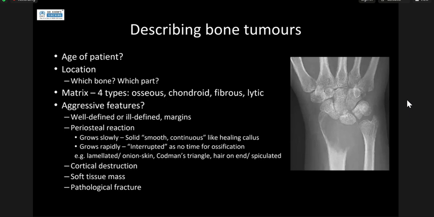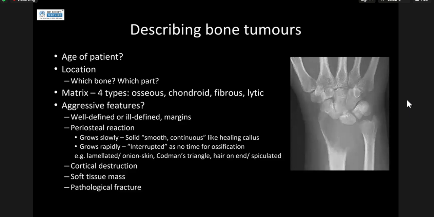Interrogating the lesion, is it well-defined or ill-defined? What is the internal matrix like? Is it predominantly lucent or sclerotic? And then, when assessing that lesion, try in your mind to decide whether the lesion is aggressive or non-aggressive.